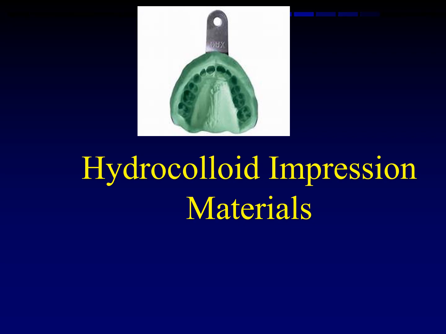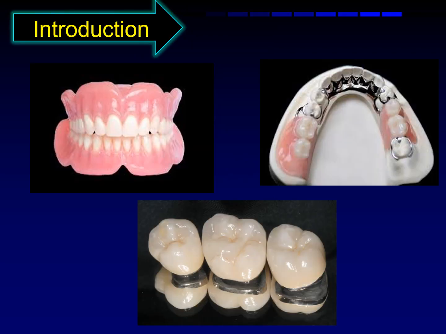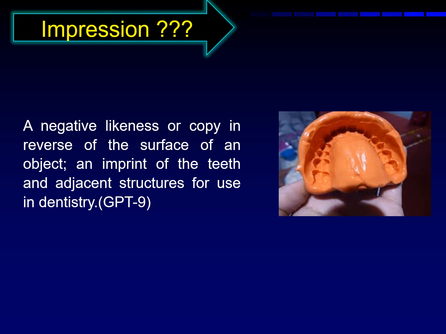Good morning. This lecture is on hydrocolloid impression materials introduction. We all know that everyone wants to replace the missing tooth either with a removable prosthesis or a fixed prosthesis. For making any kind of prosthesis, we need an impression. What is impression? According to the Glossary of Prosthodontic Terms 9, it is defined as a negative likeness or copy in reverse of the surface of an object, or an imprint of the teeth and adjacent structures for use in dentistry.